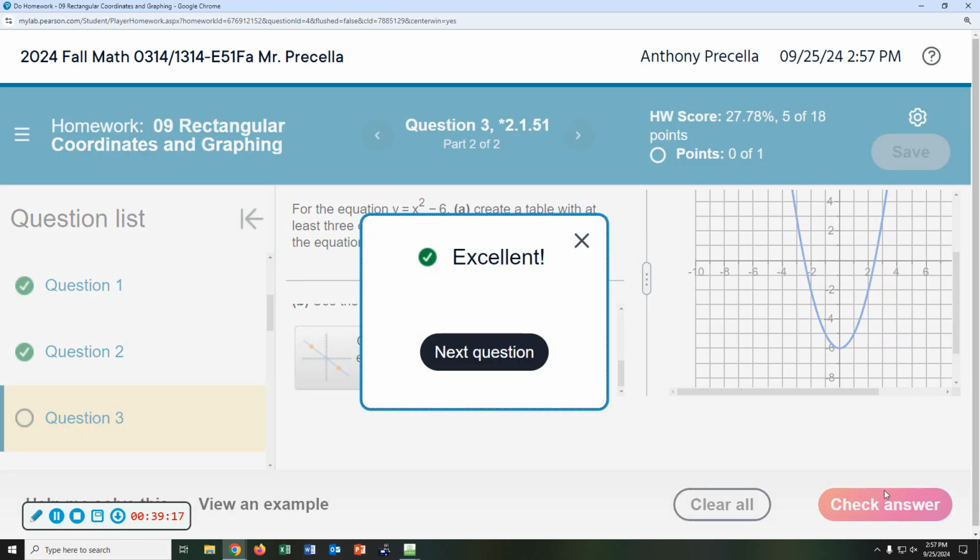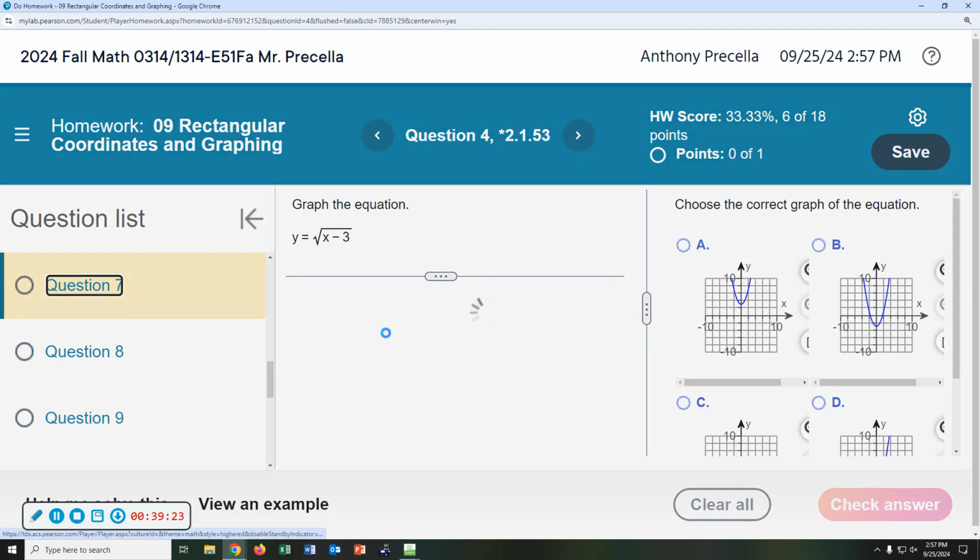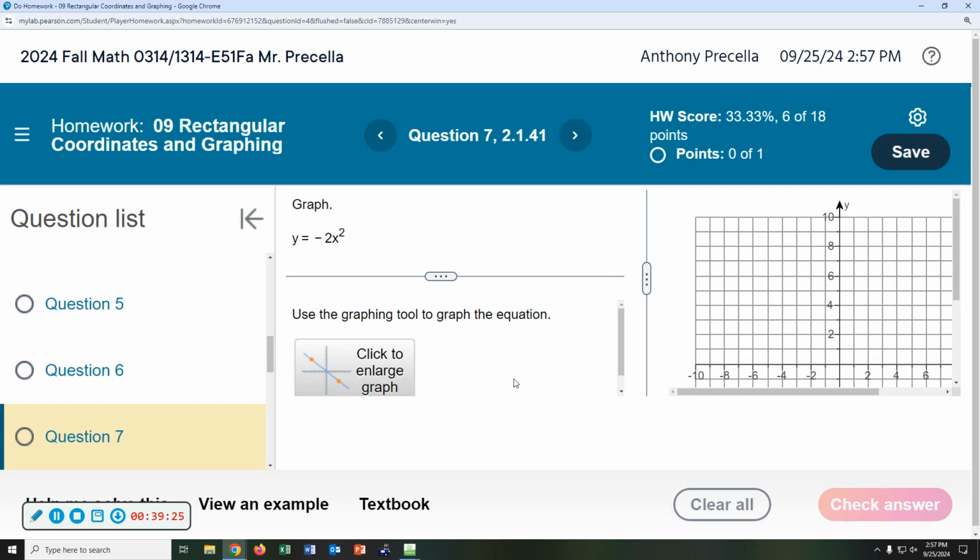Any questions there? Okay, number 7. We want to graph y equals negative 2x squared.